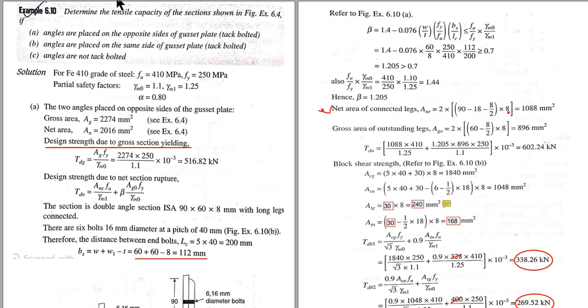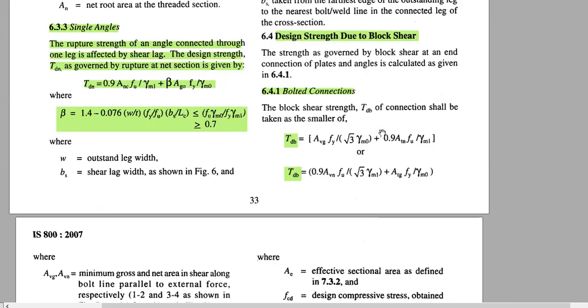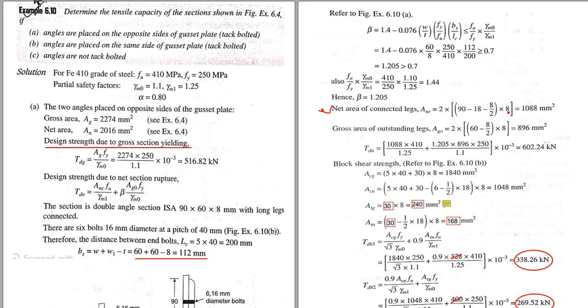And here it is told that this beta should be less than or equal to this one and should be more than or equal to 0.7. So they have got 1.205, so it is less than or equal to this one, that means equal to 1.44. So 1.205 is less than 1.44, and it is also greater than 0.7. So this beta is okay. Otherwise, if it becomes 1.5, then you should take this 1.44 maximum value. This is the minimum value. Okay, so now we can take this beta.